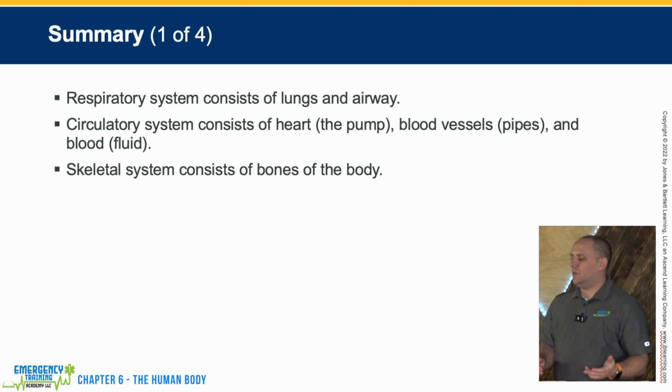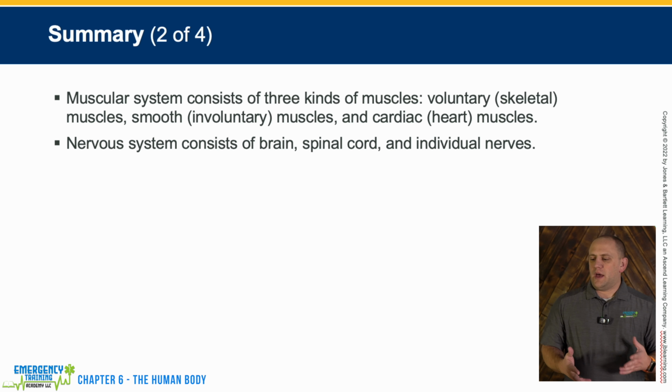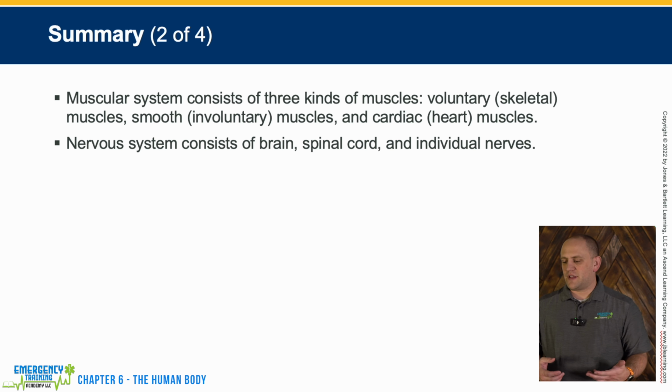We're going to start into the summary. So the first system that we talked about was our respiratory system. That was our lungs and our airway, how we get oxygen in and out of our body. Next was our circulatory system. This is the pump, the heart that pumps all the blood through the pipes, which are our blood vessels. Next thing is the skeletal system, which consists of all of the bones that help us stand up and give us our form. Next, we had our muscular system.